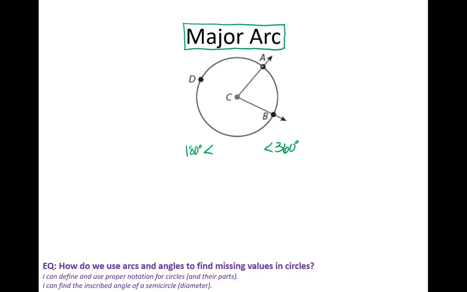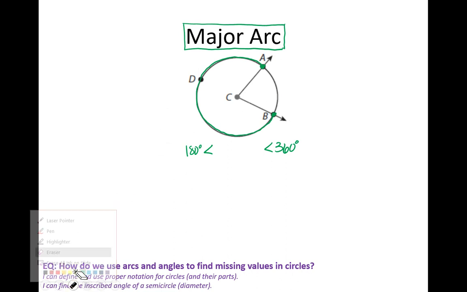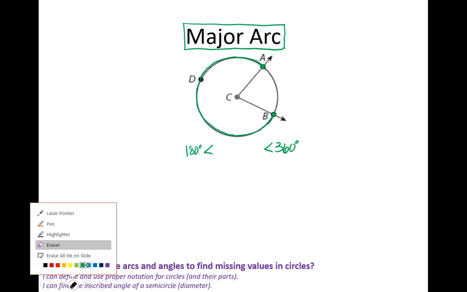In this case, we're going to go ahead and trace from point A to point B, but instead of going the short path to do a minor arc, we're going to go a long path, which goes from A to D, and we keep going all the way around to B. And that would be a major arc. It's bigger than half a circle. And for this one, we're going to call that arc by the letters where it starts and stops.